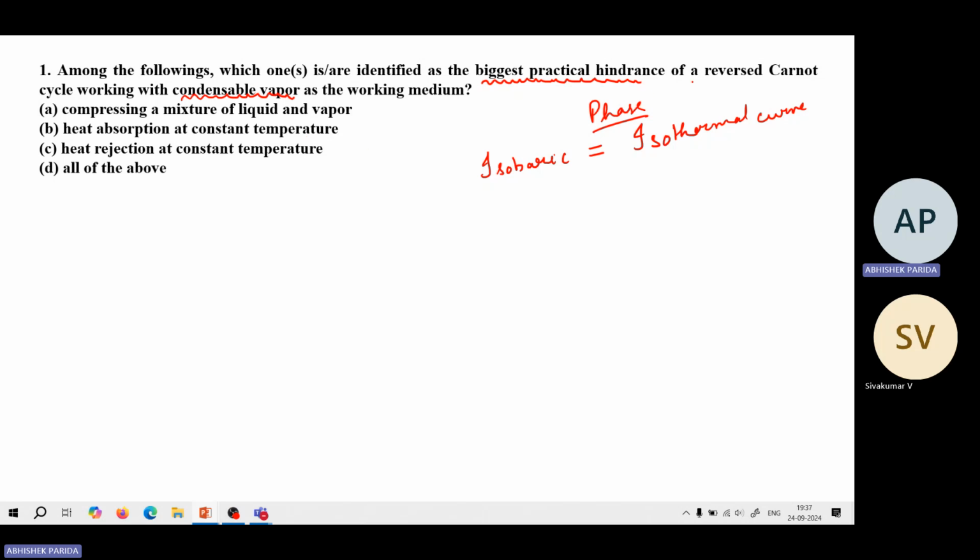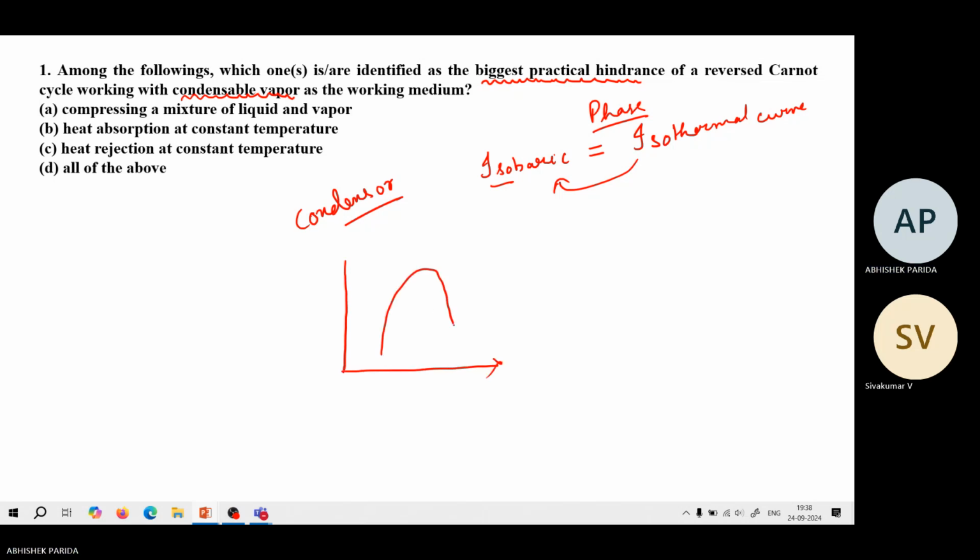The first and foremost thing that we are changing, if you go from the reverse Carnot cycle to the vapor compression cycle, is this: we are changing from isothermal to isobaric heat rejection. In the case of the condenser, as I already covered here, you will find that the heat rejection generally takes place at a constant pressure and not constant temperature. Okay.